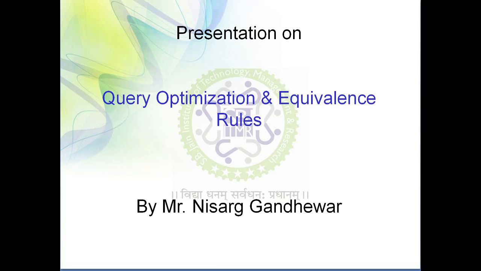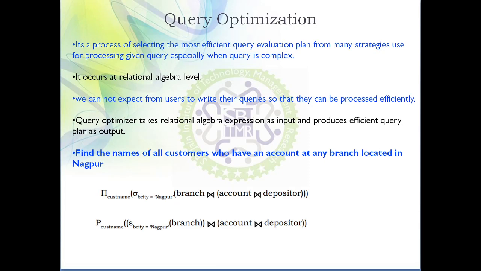Let's understand what we mean by query optimization. Query optimization is the process of selecting the most efficient query evaluation plan out of many when the query is complex. When your query is complex, it consists of n number of operations, so there are n number of possibilities. Either you can replace one operation with another, or you can change their sequence. You need to find the most efficient query evaluation plan.